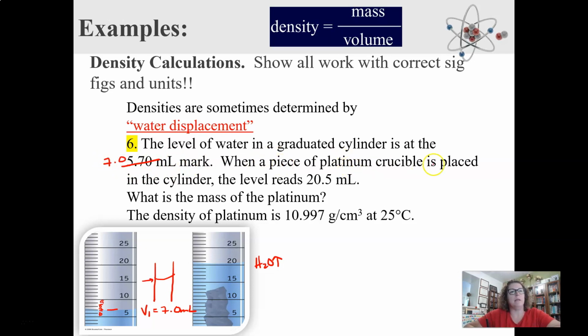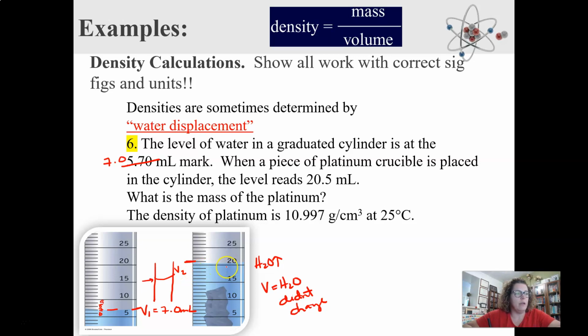When a piece of platinum crucible is placed in the cylinder, the water reads 20.5, and we'll double check that with the picture. It doesn't say anything about water being added. So the water went up, but the volume of water didn't change. And that's key, because that means this change in volume from here to here is the volume of platinum. So first I have to read my final volume. I can call it V2, or VF for final.